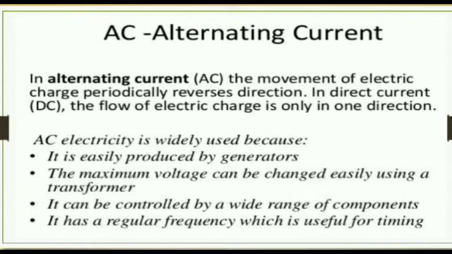The reasons are here. It is easily produced by generators, and the maximum voltage can be changed easily using a transformer, so we can change the maximum voltage to a lower voltage. It can be controlled by a wide range of components, and it has a regular frequency, which is useful for timing.